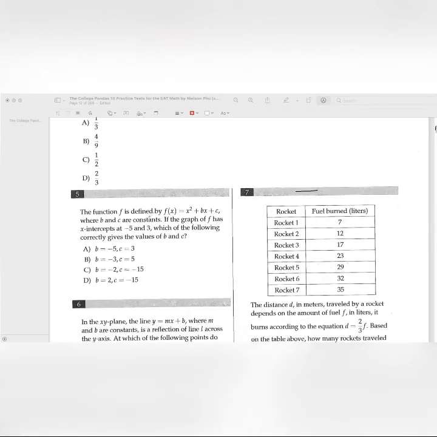f of x equals x squared plus bx plus c, where b and c are constants. If the graph of f has x-intercepts at x equals negative 5 and 3, which of the following is b and c? So we could do x plus 5 times x minus 3. That's x squared plus 5x minus 3x minus 15, so it'd be x squared plus 2x minus 15. So 2 and minus 15. All right, nice.